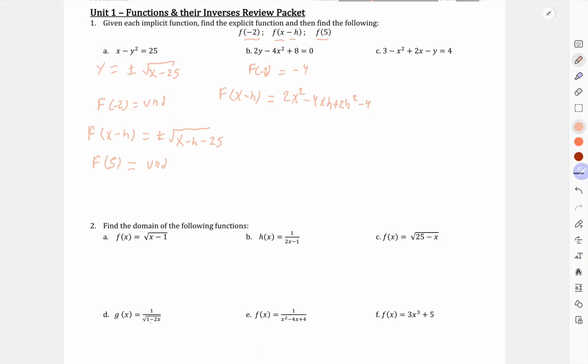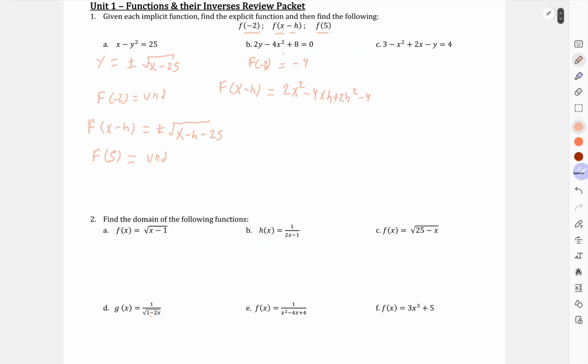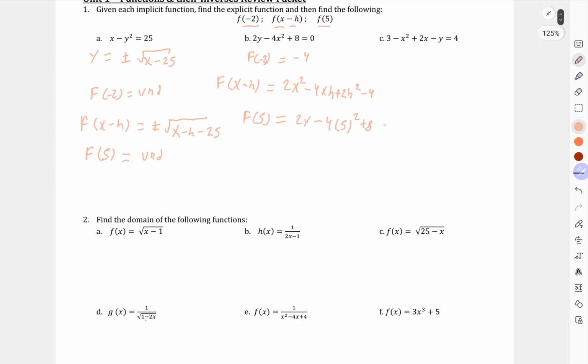Now, if we do the same thing for 5, you plug in 5 to x here, you go like this. You go f of 5, and then you put it equal to 2y minus 5 to the power of 2 plus 8. Essentially, you just do this. So what's 5 to the power of 2? 25. 25 times negative 4.